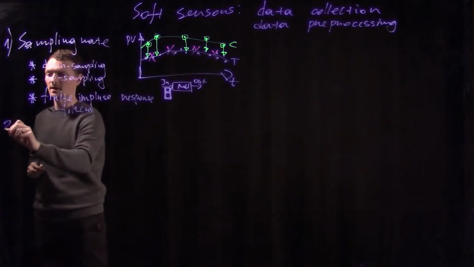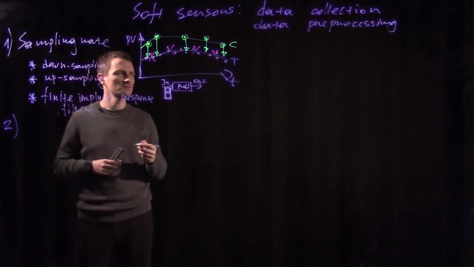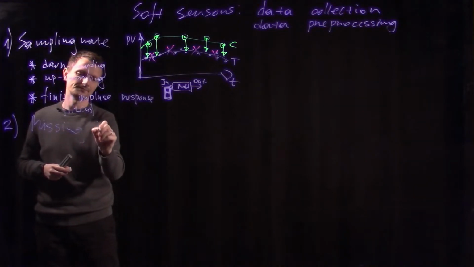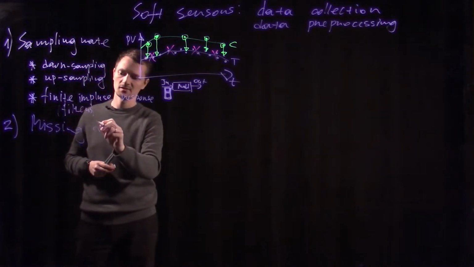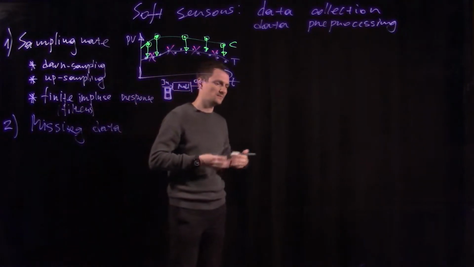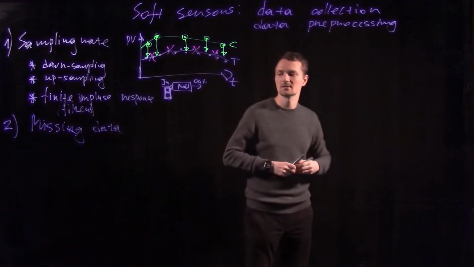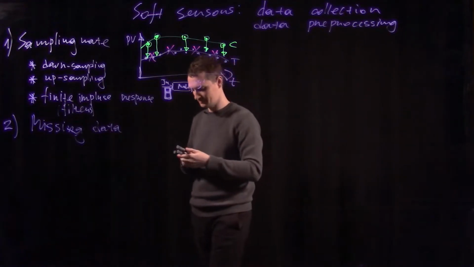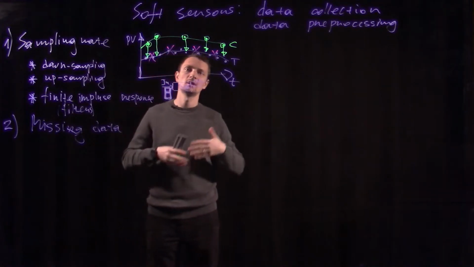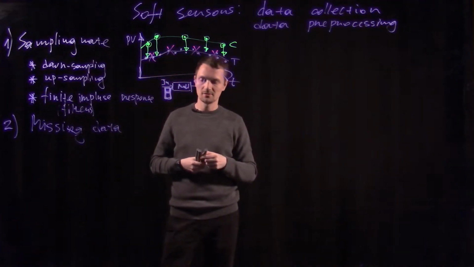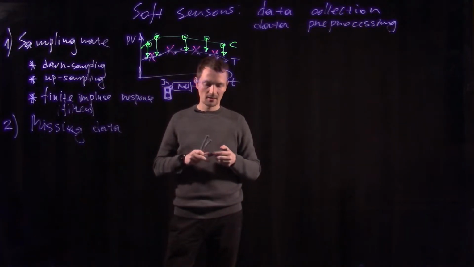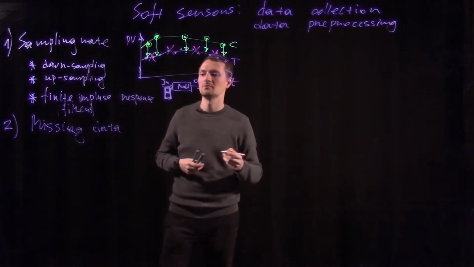Another problem we have with data, especially in the process industries, is missing data. It's not hard to imagine. Some sensors can stop working at some point. You might want to exclude them from the model, but again, because you have a fixed amount of features for the model, you cannot do that, and that's why you need somehow to deal with that.